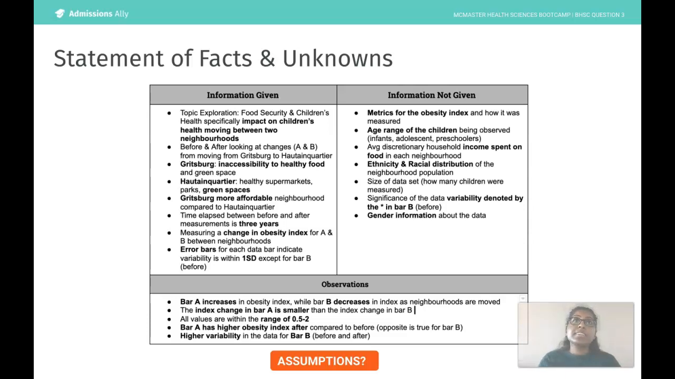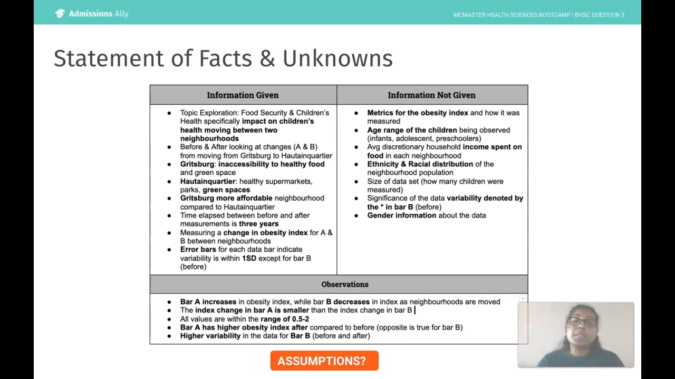So here is an example of a table that you can create to map down some of the information that's given, some of the information that's not given, and some observations. This is obviously a template based on my interpretation of the data. You may have your own interpretation, and you may extract your own information about A and B and the study that was being done. So if I can just quickly walk through it.